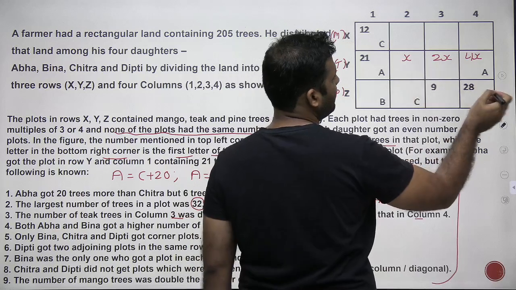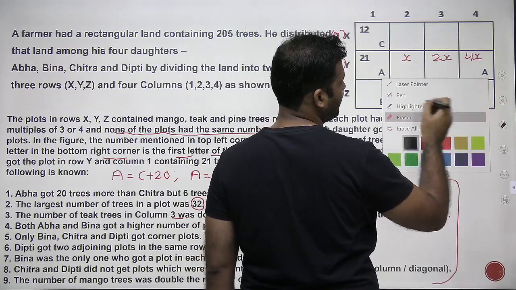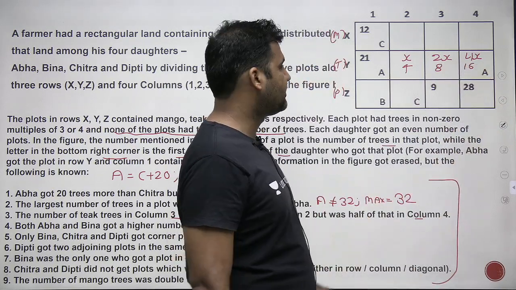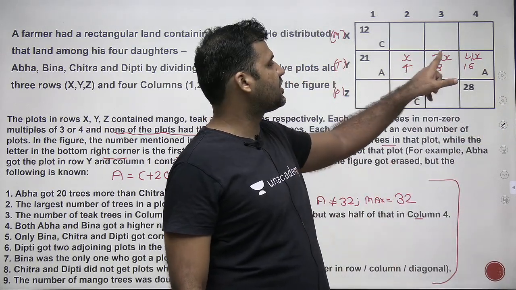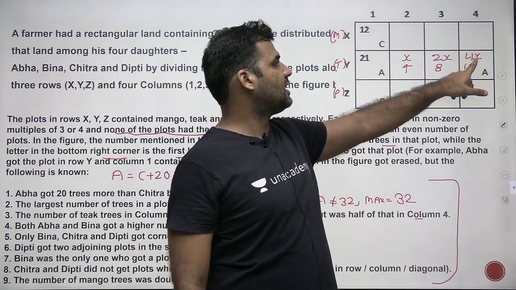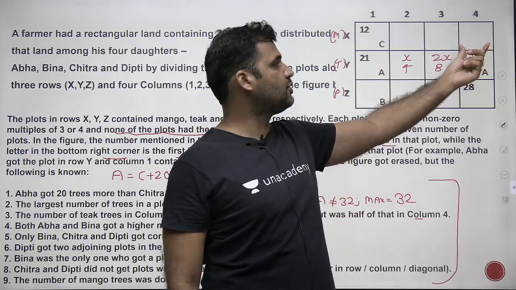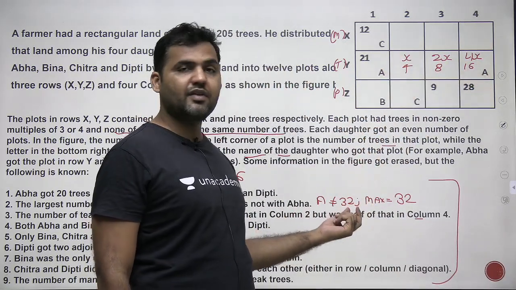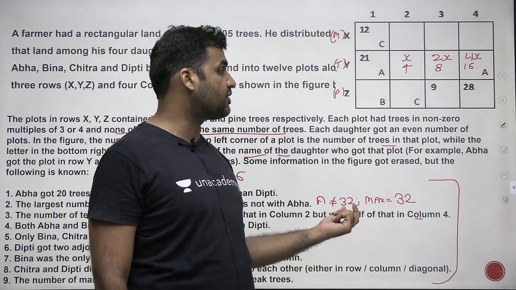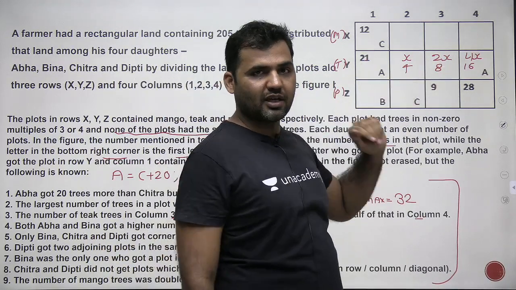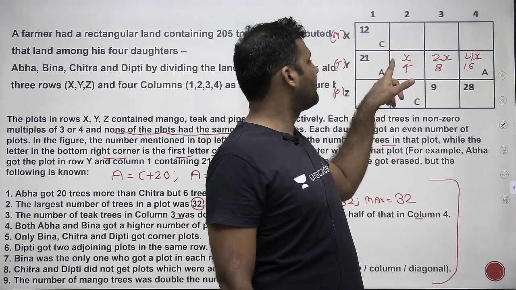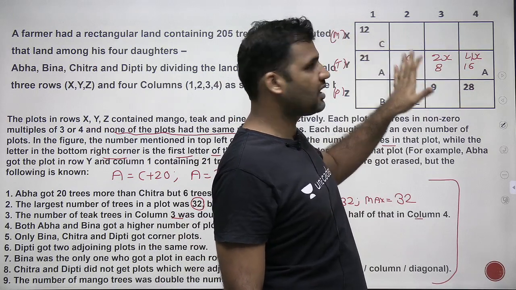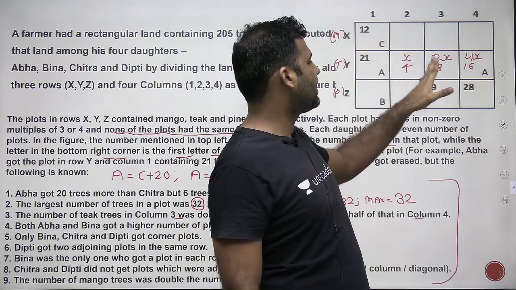So if I'm taking this value as 4, this has to be 8, this has to be 16. Okay. Why not 8? If I take this value as 8, this will be 16, this will be 32. Now, this plot will have 32 trees, and that plot has been assigned to Abha. It is given that Abha is not having any plot which is having 32 number of trees. So 8, 16, 32 is also eliminated. Putting more than 8 in this will take this value more than 32. That's not possible. So the only case left is putting 4 trees here, 8 here and 16 here.